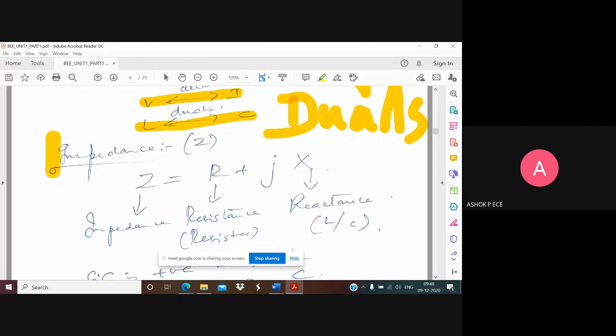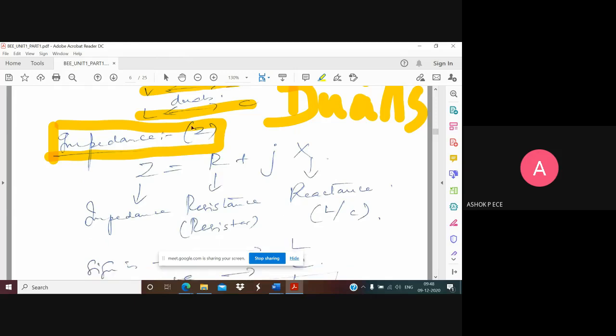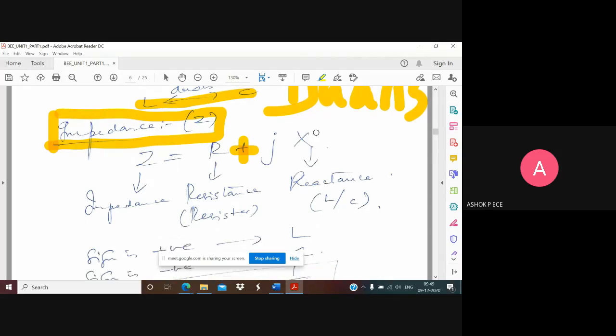Now we are going to talk about impedance. This impedance comes in AC circuits. Impedance is denoted by Z, and Z is given by R plus jX. The general form of impedance is R plus jX. So impedance is a complex quantity. Any complex number will have a real term and an imaginary term, right? The real term is going to be R. The real term is called resistance, and the imaginary term is called reactance.